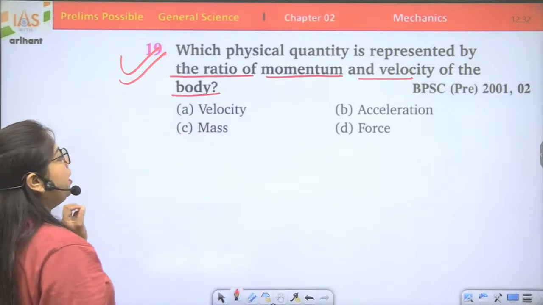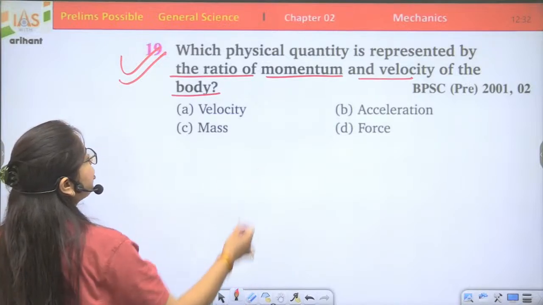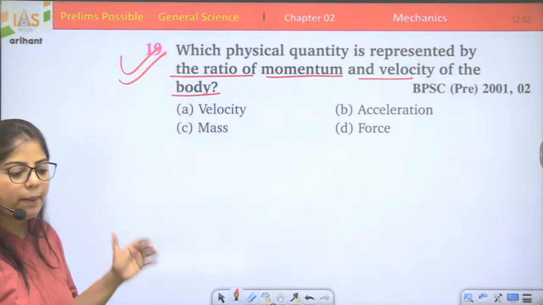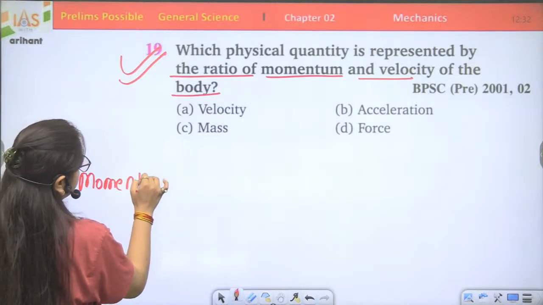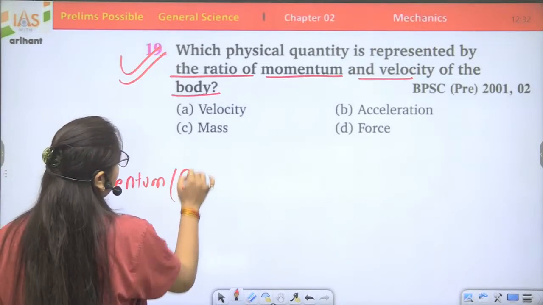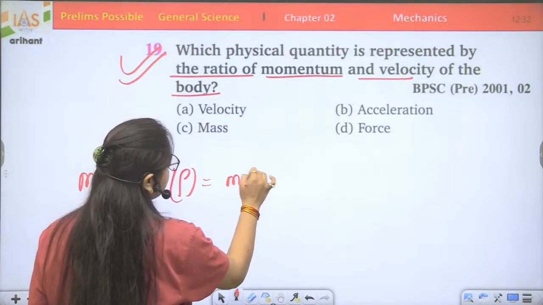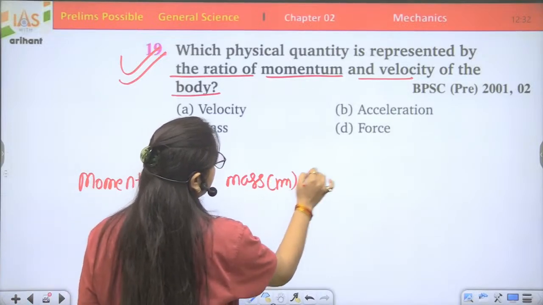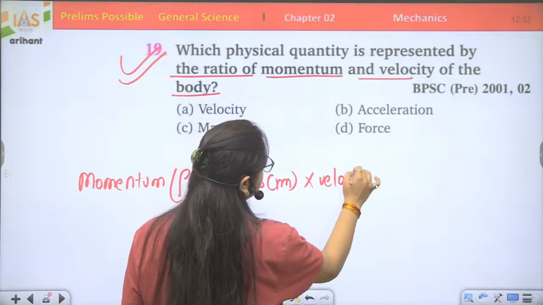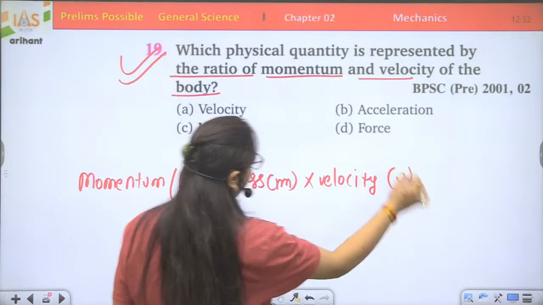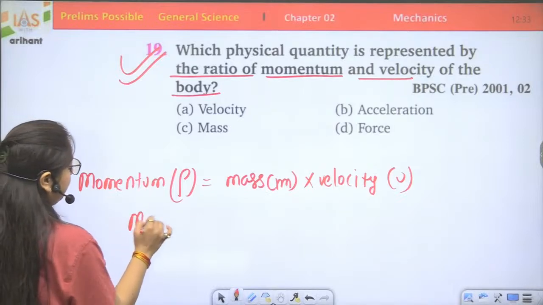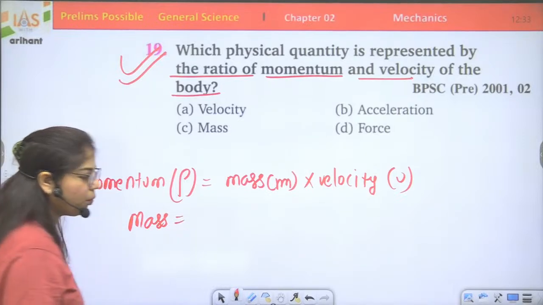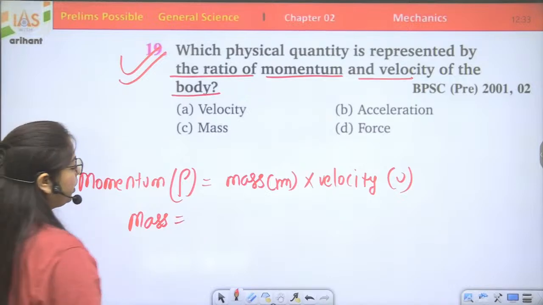So the physical quantity represented by the ratio of momentum and velocity of the body: what is momentum? Momentum, denoted by P, is equal to mass into velocity, V, right? And what is mass? Mass is equal to momentum upon velocity.